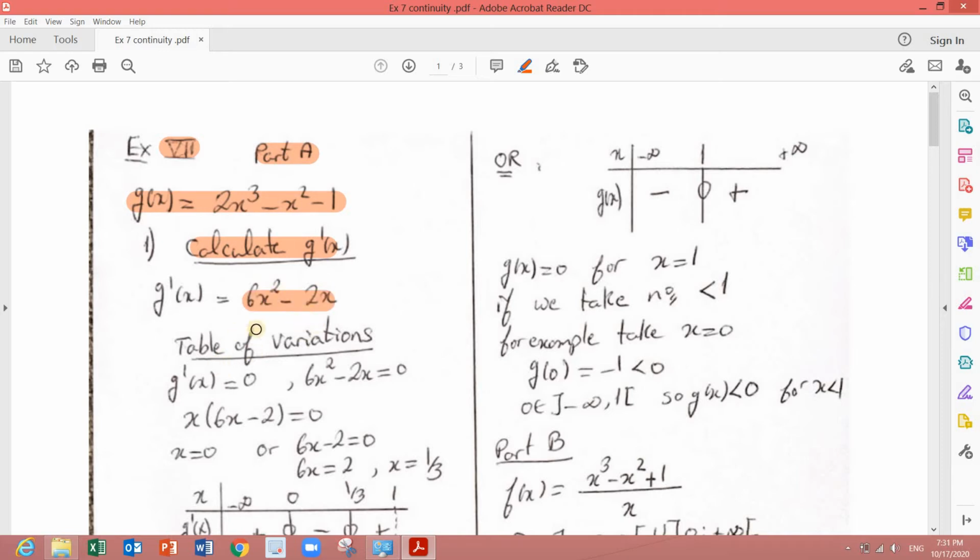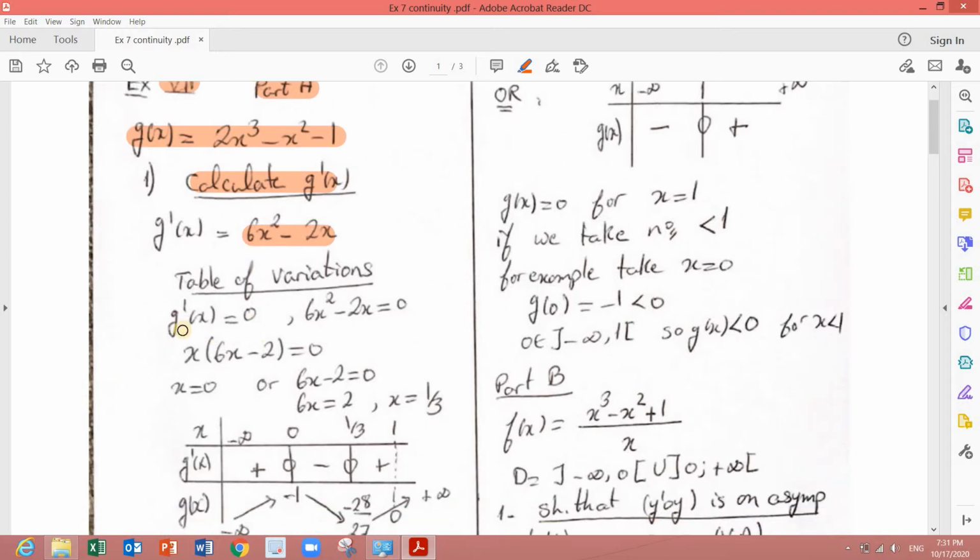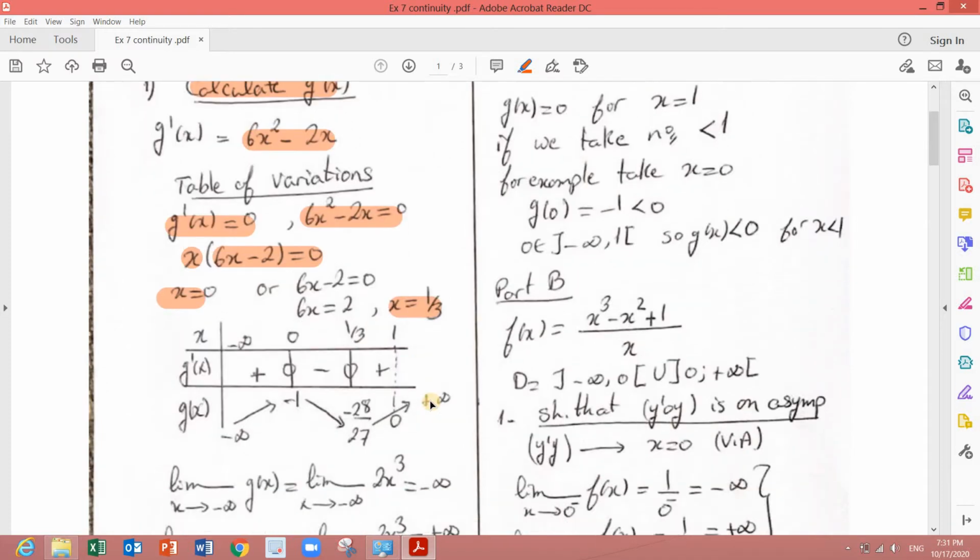Table of variation. To construct the table of variation, we have to first solve g prime of x equal to 0, 6x squared minus 2x equal to 0. It is an equation of second degree. We can take x common: x times (6x minus 2) equal to 0, so x equals 0 or x equals 1 over 3. In the table of variation, we have to put x, g prime of x, g of x.